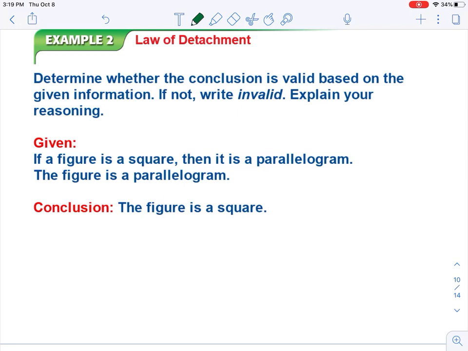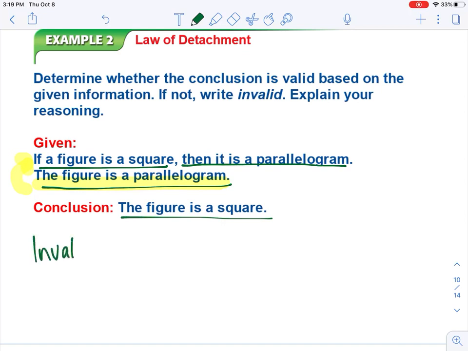All right, so determine whether the conclusion is valid based on the given information. If not, write invalid and explain your reasoning. So the given is, if a figure is a square, then it is a parallelogram. So narrower, the figure is a parallelogram. Our conclusion is the figure is a square. Is this valid or invalid? Now notice, this narrower statement here is not similar to our hypothesis, which means this is a telltale sign that this is an invalid conclusion.